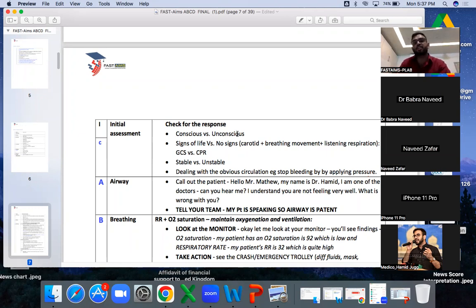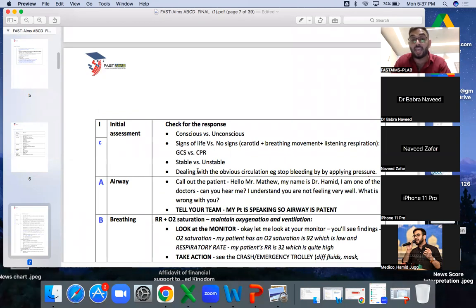Now the patient is unconscious, but there are signs of life present. That is the first assessment. Then you will see the stability and instability again. And how will you do that? ABCDE approach. And if the patient is conscious, how will you see that? Stable versus unstable, ABCD approach. We will follow the ABCD approach all the way, except if there is no sign of life. For us, we just have to check whether the signs of life are there or not.